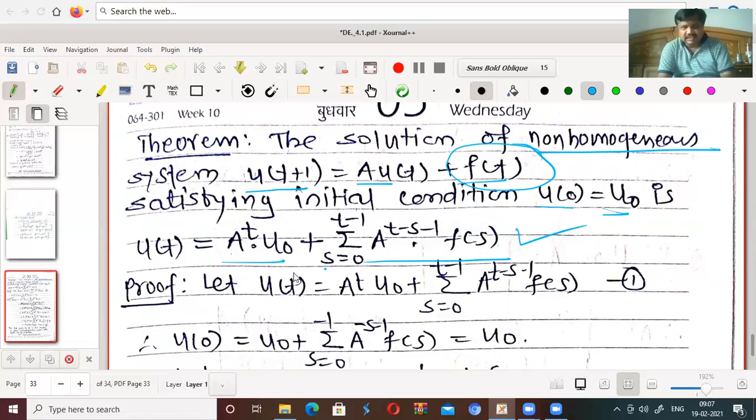Okay, I will verify whether this satisfies the equation or not. So let u(t) be equal to this one. Then u at 0, whether this condition is satisfied. Putting t equal to 0, this becomes identity matrix into u0 plus summation s from 0 to minus 1 of A to the power minus s minus 1 into f of s. But we know that if the upper limit is smaller than the lower limit, then this summation is always equal to 0. So we get u at 0 equal to u0. So the condition is satisfied.